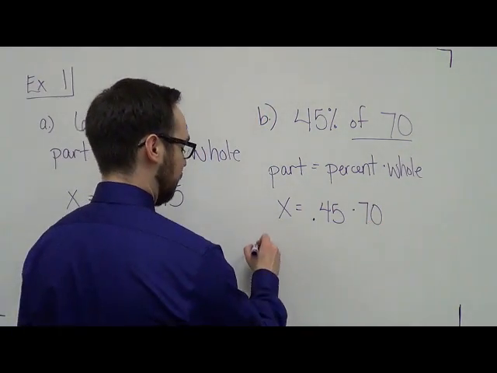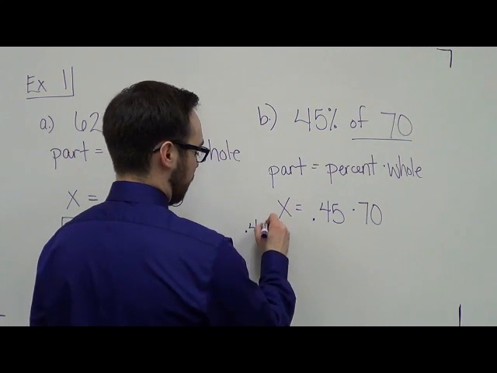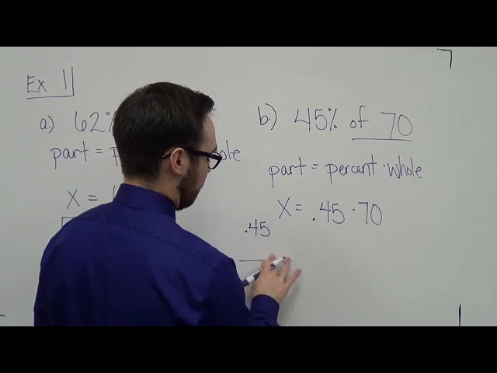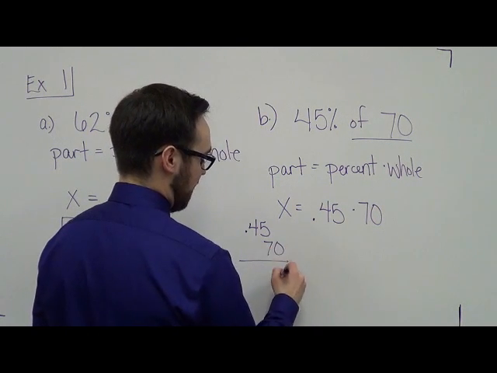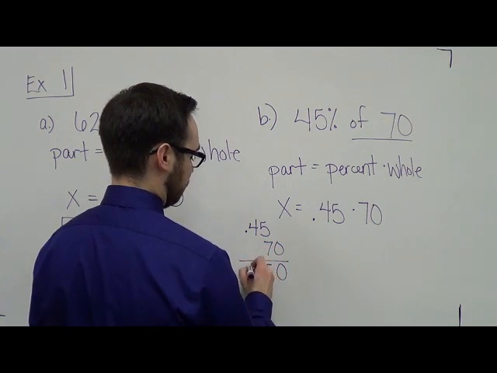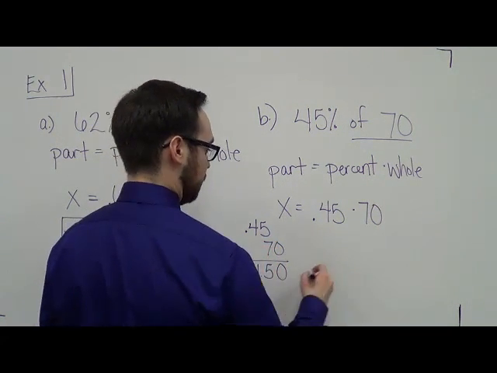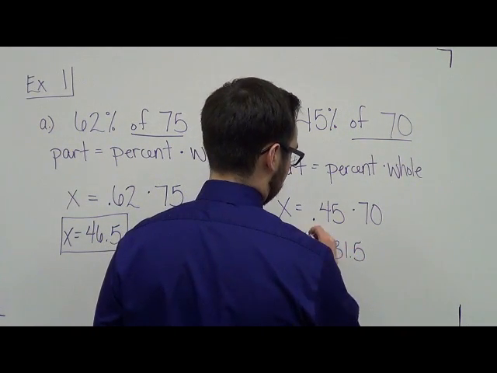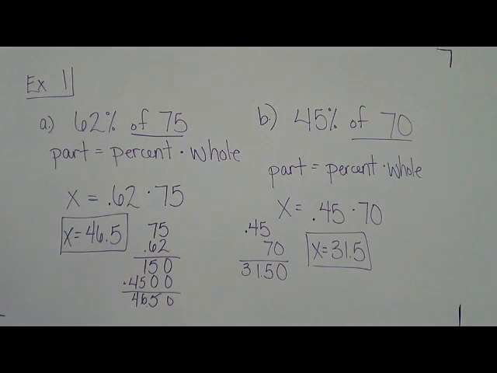So let's go ahead and multiply that out. So we have 0.45 times 70. I'm just going to go ahead and move this over. I can just bring down that 0. So then we get that the part is 31.5 out of 70. So half of 70, 50%, is 35. So you can kind of see that 45%, 31.5 makes sense because we were almost to halfway there.